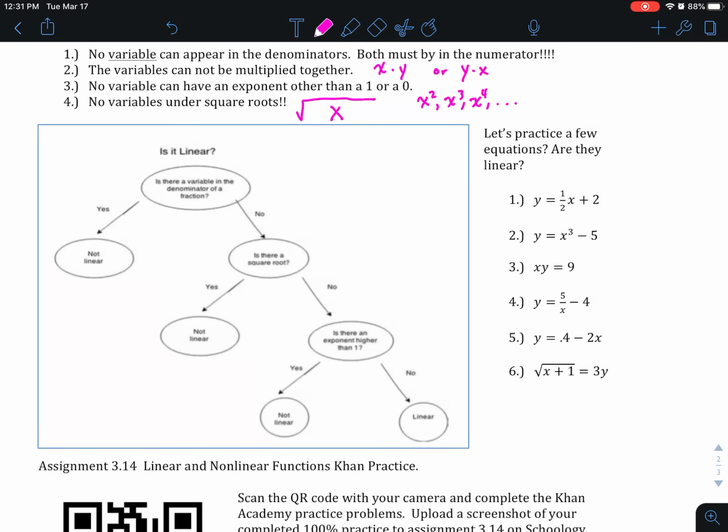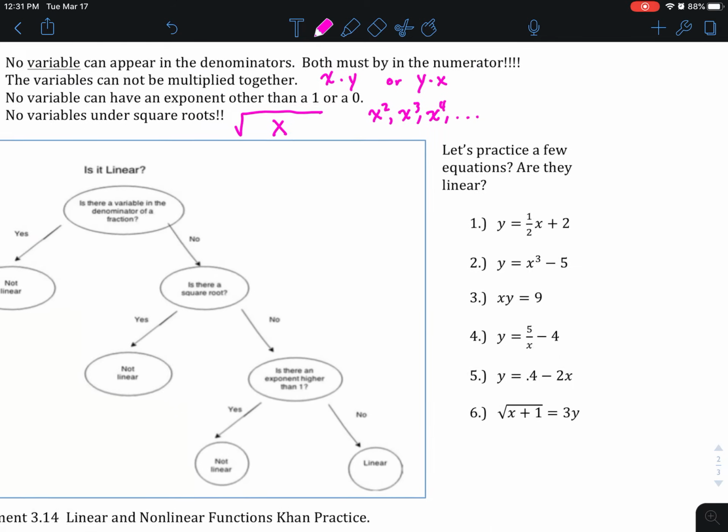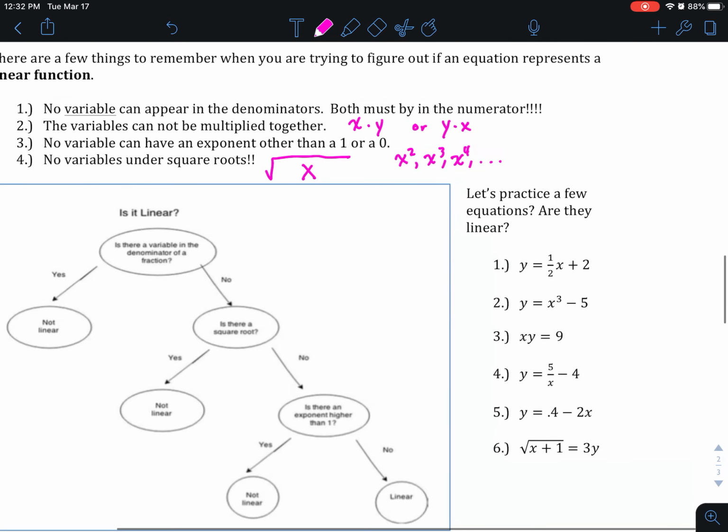Now, I've made a little flow chart here for you to follow, okay? So you start at the top and the answer is either yes or no, and you follow along down the line, and it should help you determine whether or not it's linear. But let's take a look at some examples. Number one, y is equal to 1/2 x plus 2. Is that linear? Well, we don't have any variables in the denominator. X and y are not being multiplied together. We don't have any exponents greater than 1, and there's no square roots. So this one is a yes. It is a function, and it's linear.